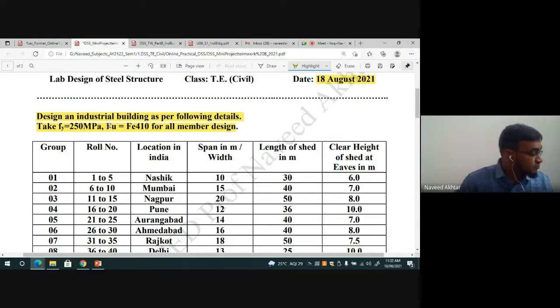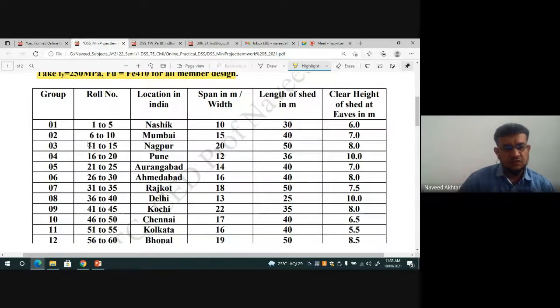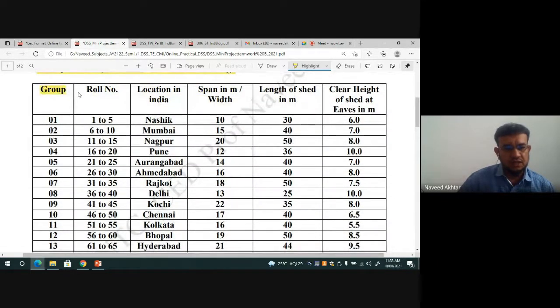For bearings, whatever it may be, for purlins or number of trusses, you have to go for that. So, group one. The first column is group, the second column is roll number, and then the location of your industrial building in India, span in meter, that is the width of the shed, length of your shed, and clear height of the shed at the eaves in meter. All this is given for different groups.